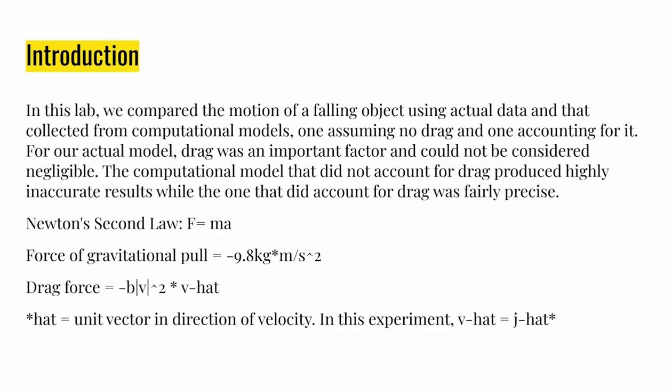So some concepts that you might need to be familiar with: Newton's second law, the force of gravitational pull on an object that's falling, drag force, where B was the constant of proportionality of the magnitude of drag force, and then the unit vector in the direction of velocity in the experiment, v hat, is equal to j hat.